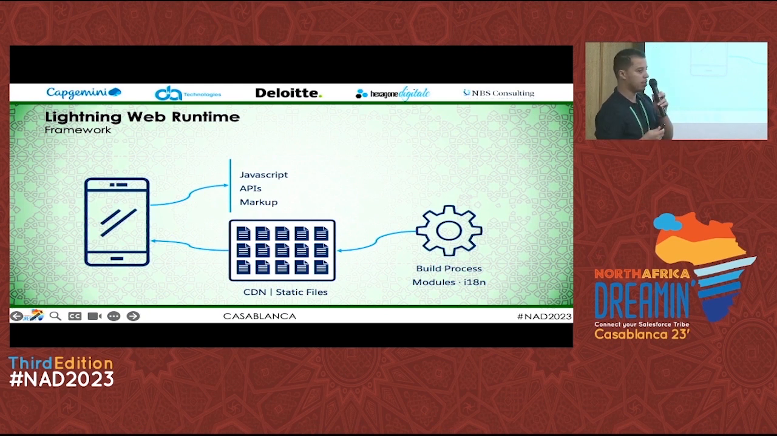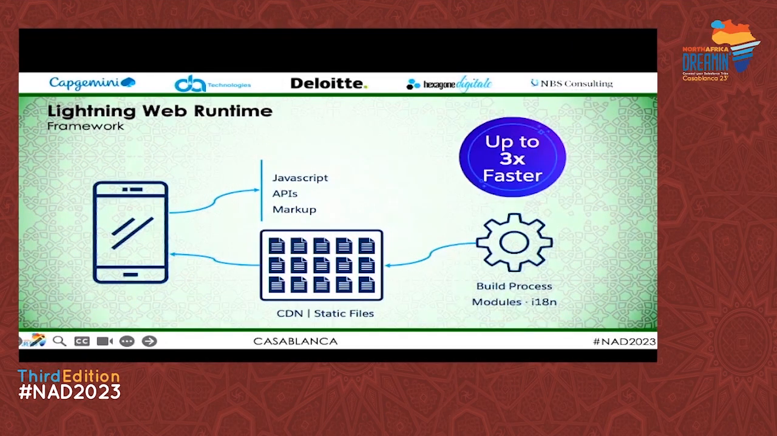The second key factor is that Lightning Web Components, the only components we can host in this runtime, run in general much faster than Aura components. And the third factor is that from a performance perspective, sorry, I forgot the third option, so we'll just skip.